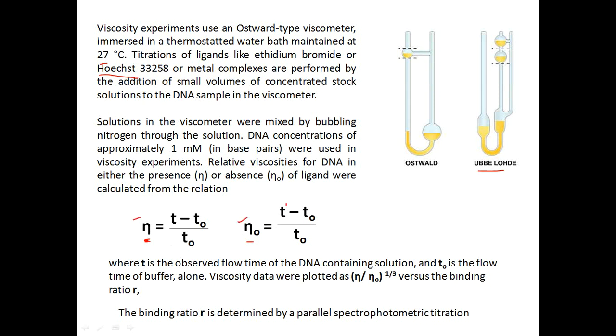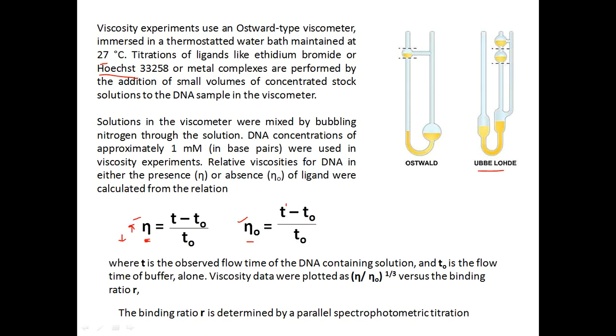Viscosity is measured, and they check if the viscosity is increasing or decreasing for the DNA-ligand complex. If viscosity is increasing, it means the length of the DNA is increasing, so that's why viscosity is increasing. That means the ligand is bound by intercalation mode. But if the viscosity is decreasing, that means the binding is not by intercalation, it is by groove binding or some other non-intercalative binding, which is causing bending of DNA, shortening of DNA size, and that decreases the viscosity of the solution.